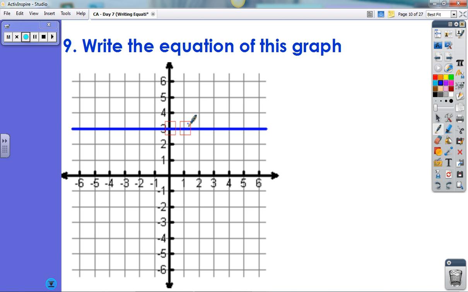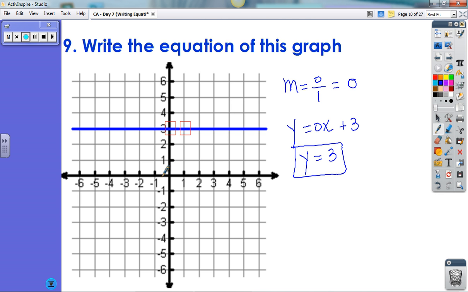For this one, whether or not you have memorized what the slope of a horizontal line is, you could just do rise over run. My rise is 0, and my run is 1. 0 over anything is just 0, so I have a 0 slope, which, remember, looks like that, and my y-intercept is 3. Okay? Now, you could also just have memorized that the equation of a horizontal line is y equals a number, and my y value all along this line is 3, positive 3, no matter where I go.